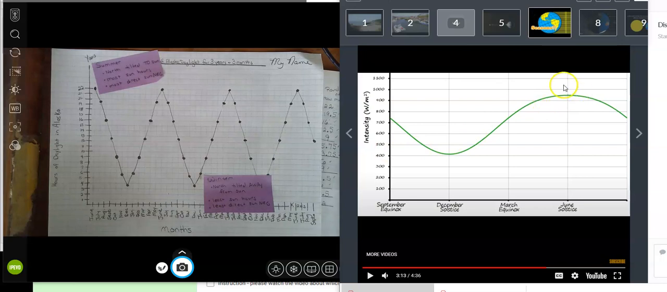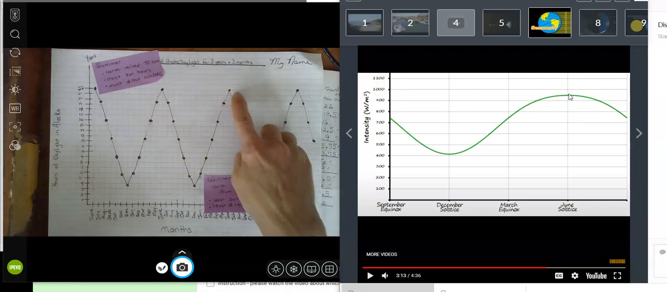In June, we are the highest up on the up and down axis, which is always the y-axis. So this is the largest amount on the y-axis. This is the largest amount of intensity. So summer has the most intense light. That matches this.